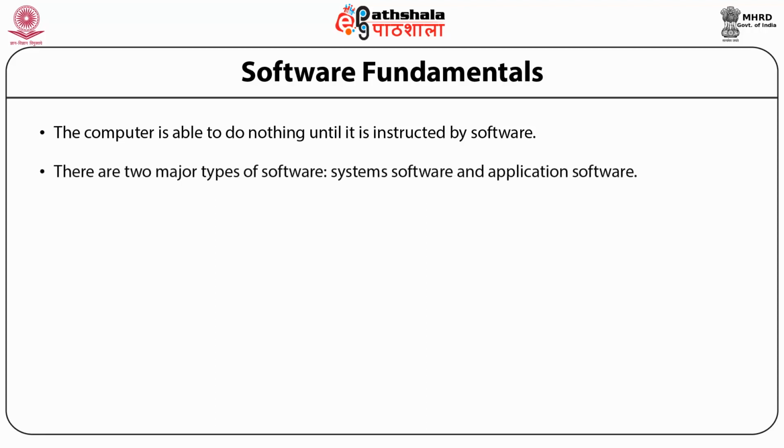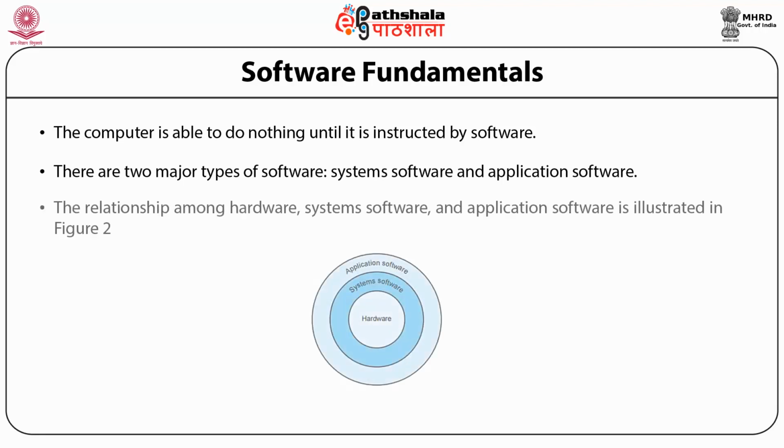There are two major types of software: system software and application software. The relationship among hardware, system software, and application software is illustrated in Figure 2, where hardware comes at the core of the system. System software supports hardware, and application software provides a platform and interface to the end users.